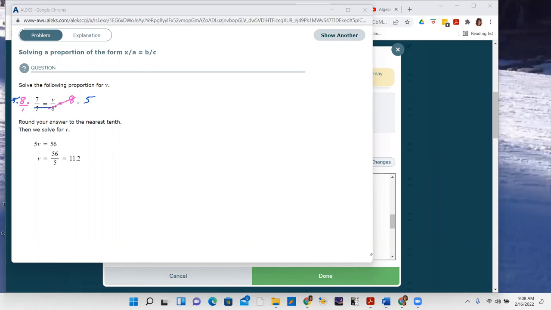So again, with this problem, I would just multiply both sides by 8 to cancel the 8 on the bottom. Even though you can certainly cross multiply, there's really no need to here. And notice also, just a little note, it does say to round your answer to the nearest tenth. So for the 56 fifths, you can do that division either by hand or you can use a calculator.